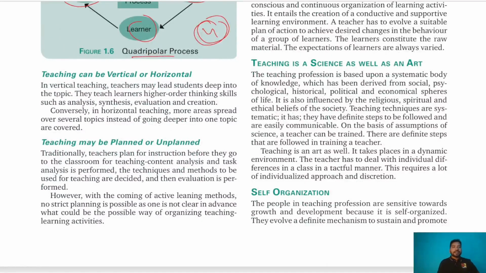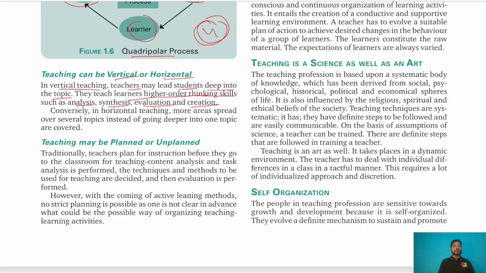Now you can see that teaching can be vertical or horizontal. How is it? In vertical teaching, teachers may lead a student deep into the topic. In the vertical process, the teacher takes the student deeper into the topic, and teaches the learner higher-order thinking skills such as analysis, synthesis, evaluation, and creation. Right? So this is called vertical. Vertical means downward: teacher to student, a downward process.